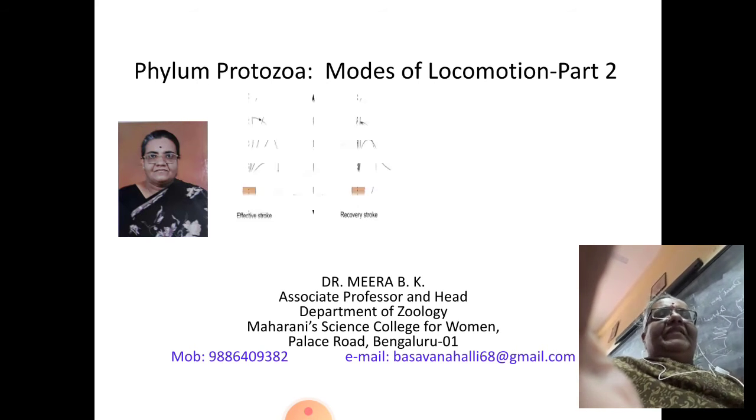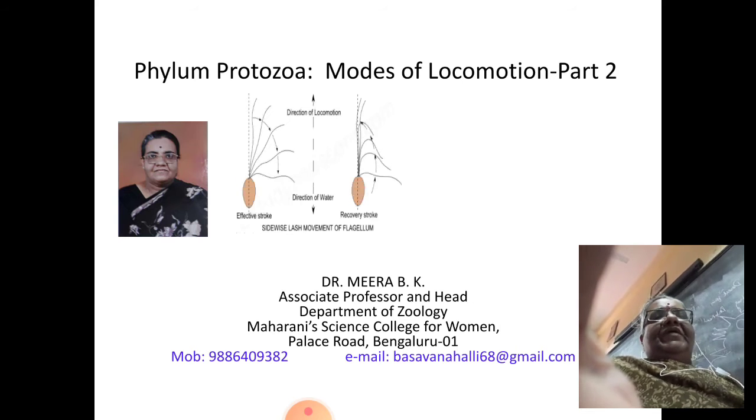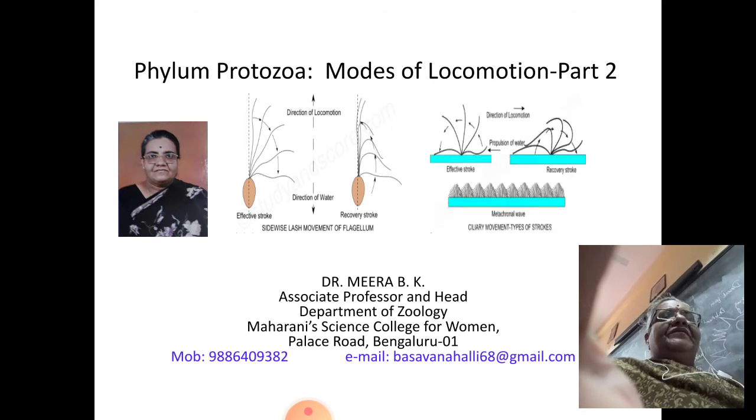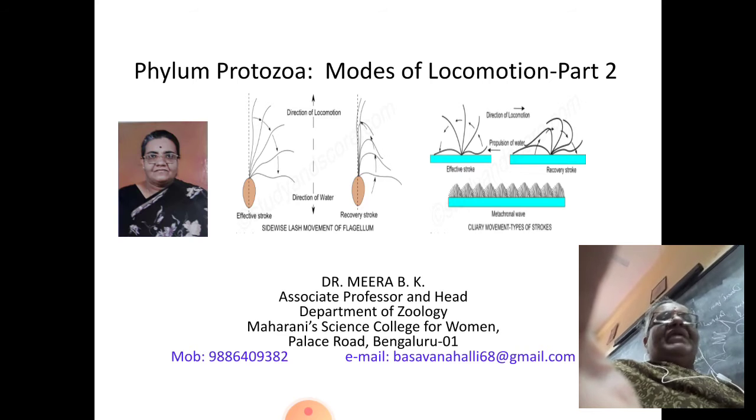Then, you can see here one picture showing the flagellar mode of locomotion as exemplified by Euglena, and one more picture, the ciliate mode of locomotion as exemplified by Paramecium. This we are going to learn today. The concepts are a bit complicated, try to follow it.